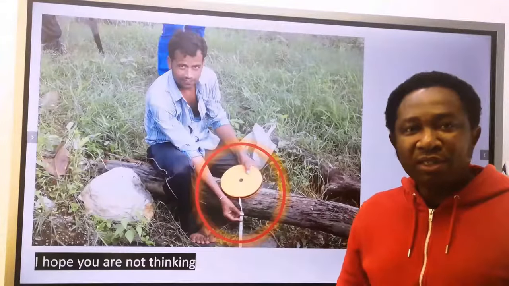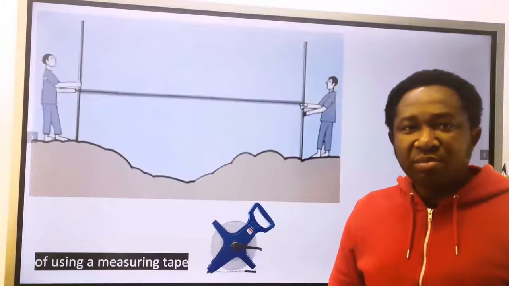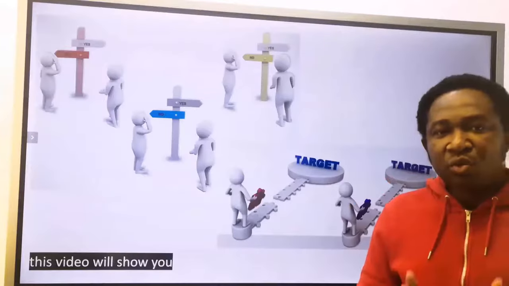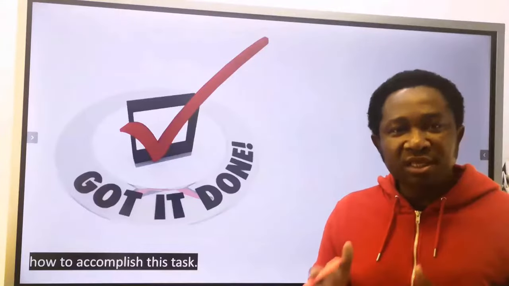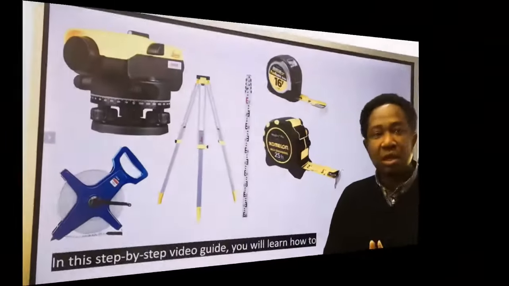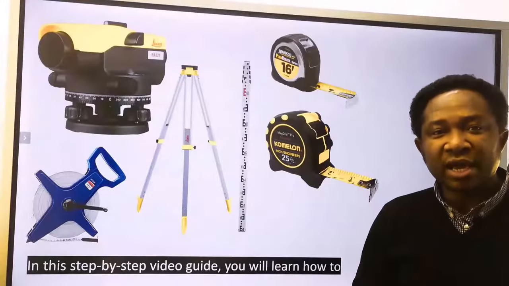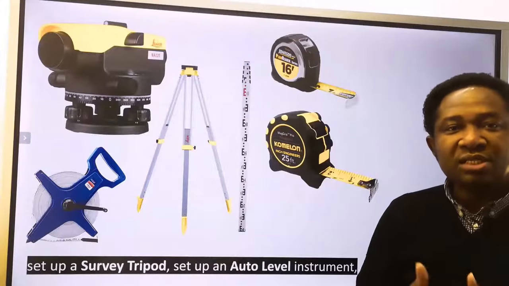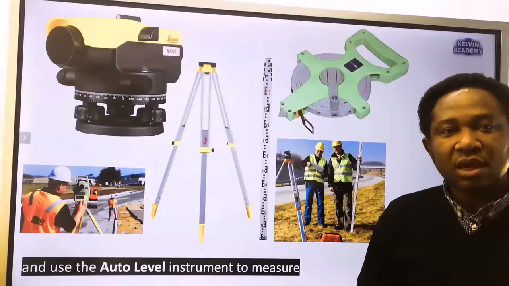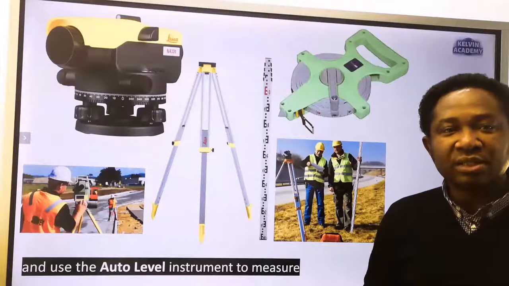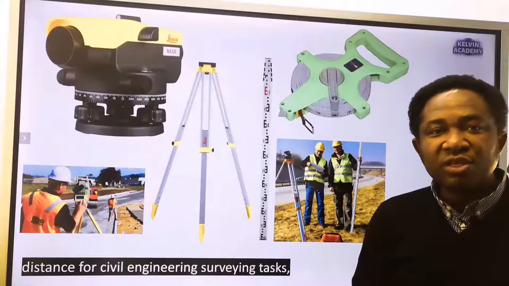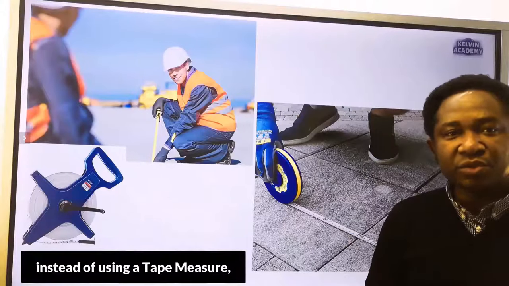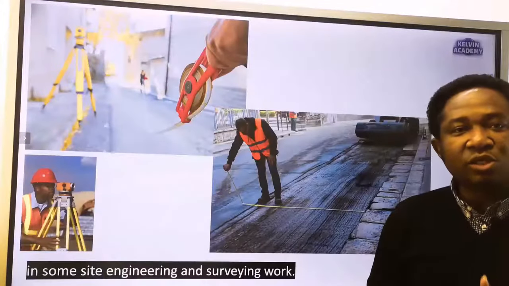I hope you are not thinking of using a measuring tape across this river. If you are not sure, this video will show you how to accomplish this task. In this step-by-step video guide, you will learn how to set up a survey tripod, set up an auto level instrument, and use the auto level instrument to measure distance for civil engineering surveying tasks instead of using a tape measure in some site engineering and surveying work.